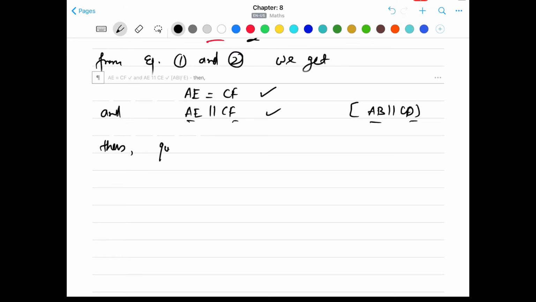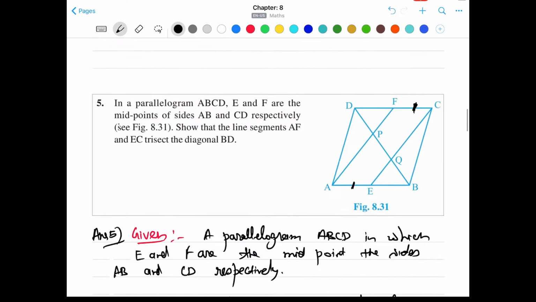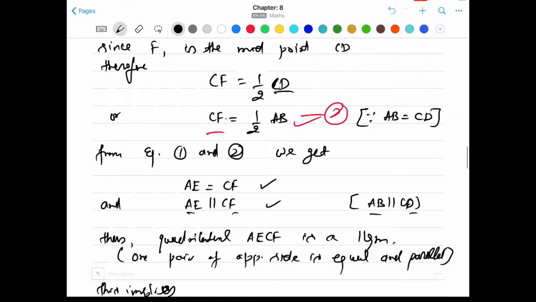Thus quadrilateral AECF is a parallelogram. We have proved that AECF is a parallelogram because one pair of opposite sides is equal and parallel. In brackets write: one pair of opposite sides is equal and parallel, that's why AECF is a parallelogram. Because we got one pair of opposite sides equal and parallel, and from theorem 8.8 we know that if in a quadrilateral one pair of opposite sides is equal and parallel, then it is a parallelogram. And since this is a parallelogram, this implies that the remaining two sides, AF and CE, will also be parallel because they are now sides of a parallelogram.